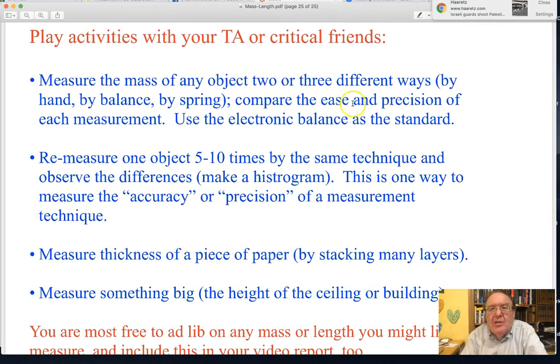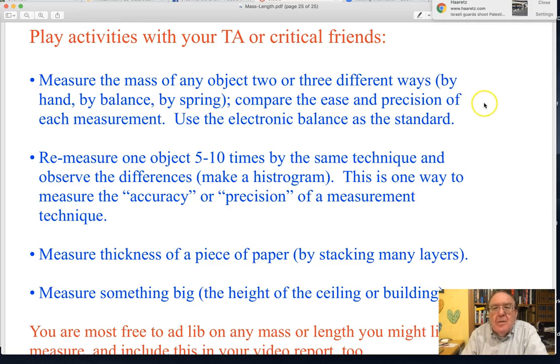Play activities with your TA or your critical friends or your future children in the classroom. Measure, and while you're doing these things, think of how you'll be doing this with children in a classroom at a table. And you'll have however 20 or 25 students, and how you'll get them to do these things and encourage them to do them. So here's an exercise. Measure the mass of any object 2 or 3 different ways. Okay? By hand, by a balance, or by spring.